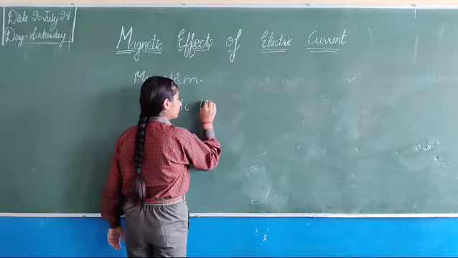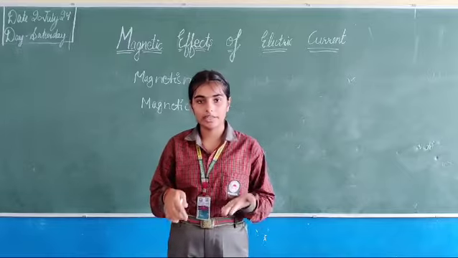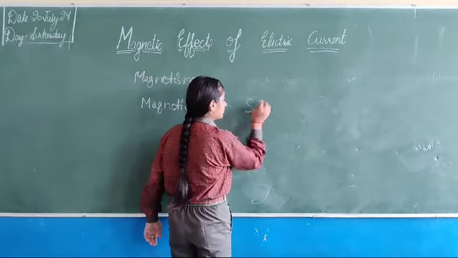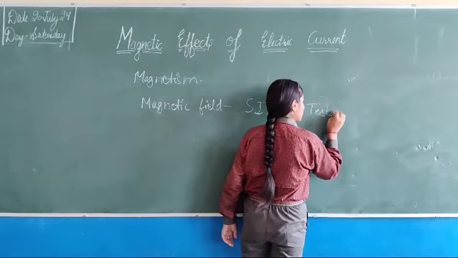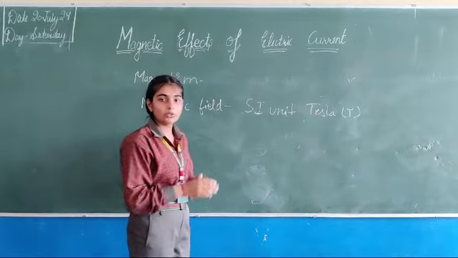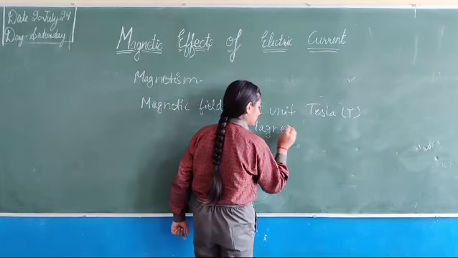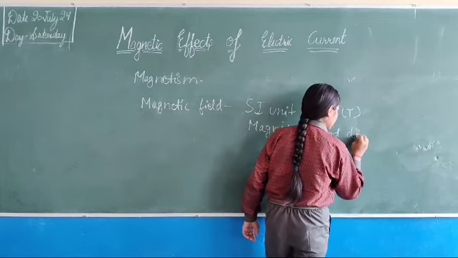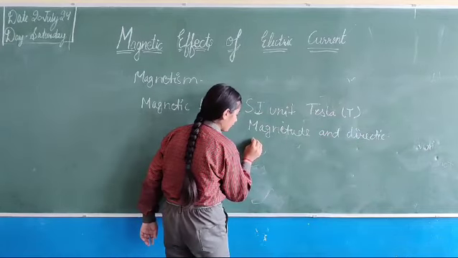So now our next topic is magnetic field. The area around a magnet is known as magnetic field. Its SI unit is Tesla, denoted by T. Magnetic field has both magnitude and direction. We can measure it with the help of a magnetic compass.